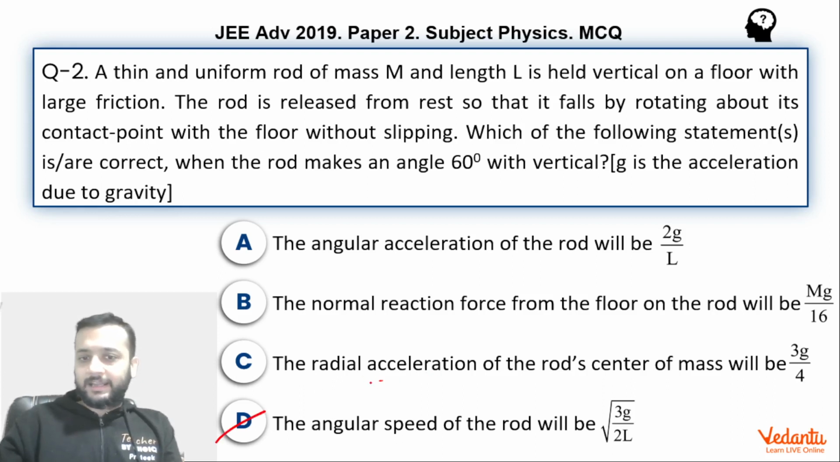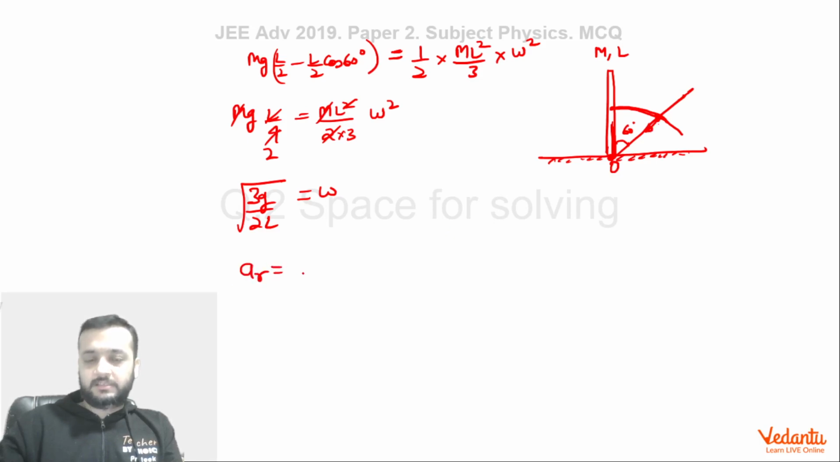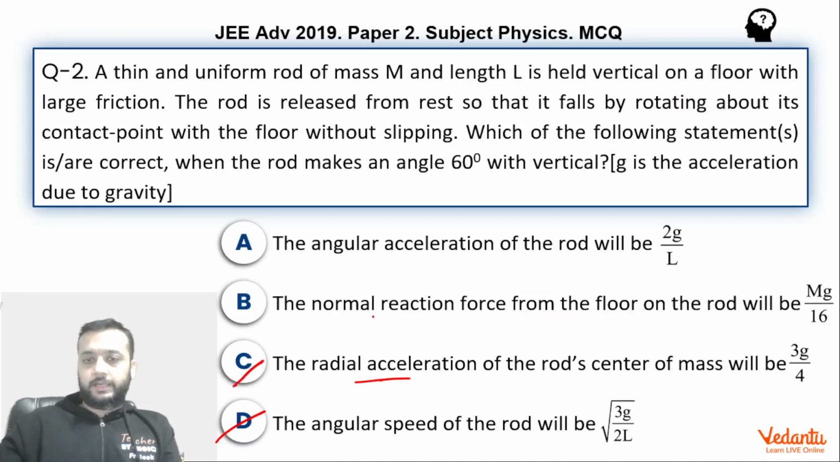Now we have to find the radial acceleration of the center of mass of the rod. Now if you see the center of mass, it will be moving in a circle of radius L by 2. The center of mass's trajectory will be a circle of radius L by 2, and hence its acceleration will be omega square r along the point O, where r is L by 2. So radial acceleration of center of mass is nothing but omega square L by 2, correct? So this will become 3g by 2L into L by 2. So that is nothing but 3g by 4. So option C is also correct.